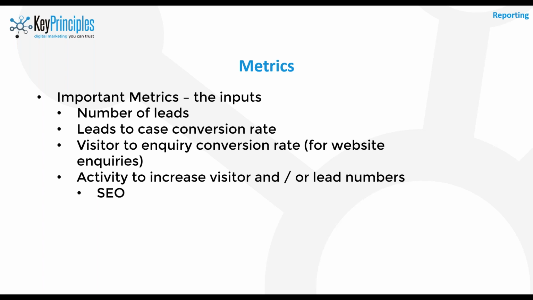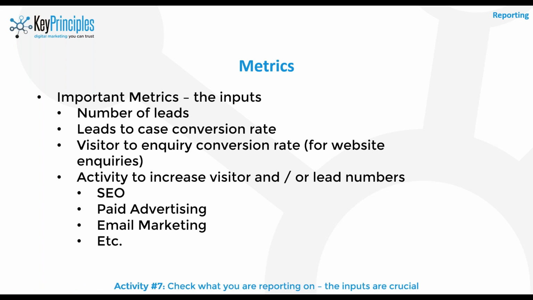So the ways that we can look to improve and increase the visitor numbers and hopefully the leads and sales. Obviously SEO, a big one, a service that we offer, paid advertising, email marketing, and obviously there's plenty of other activities that we can look at, networking, and lots of other things. So the next activity really is to check what you're reporting on and make sure that the inputs are as important as the outputs when you start reporting, or when you look to adjust your reporting.